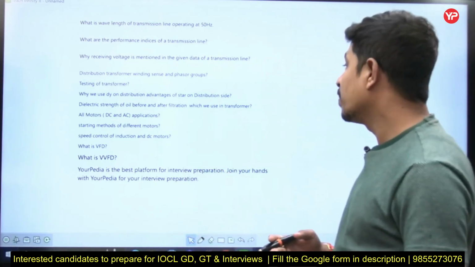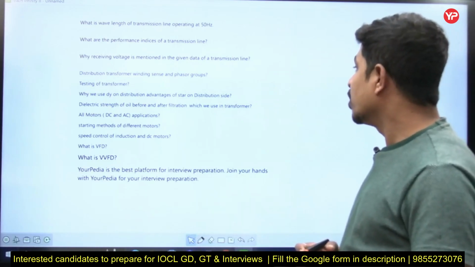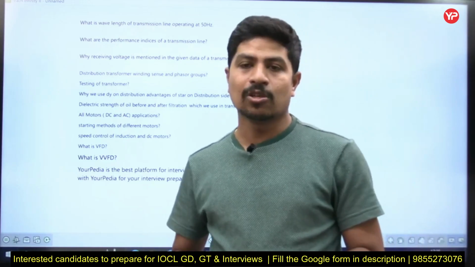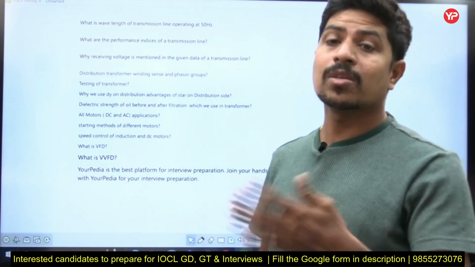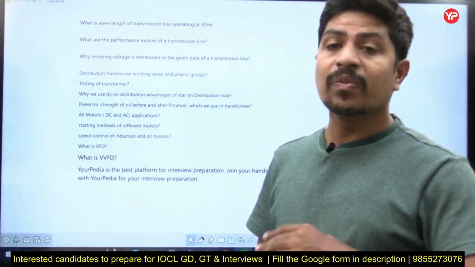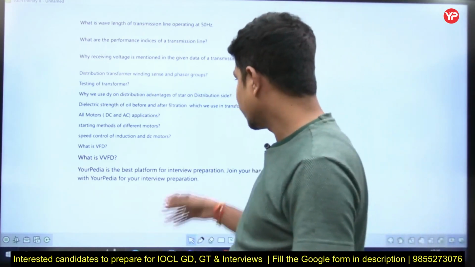Dielectric strength of oil before and after filtration, which we use in a transformer. He's asking, we are using some oil in the transformer tank. They may ask what is the purpose of the oil, which oil is used, and what is the dielectric strength of that oil before we use it and after using it?